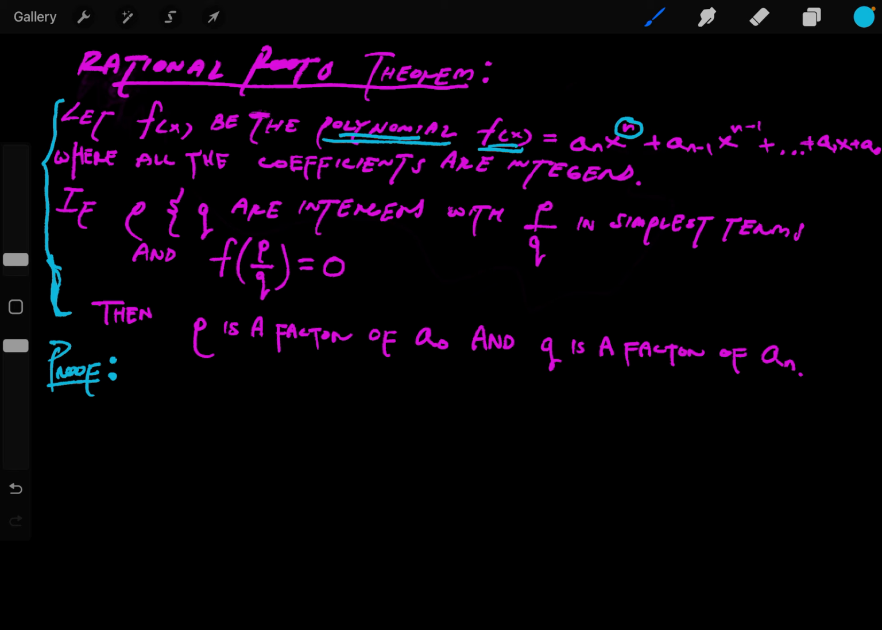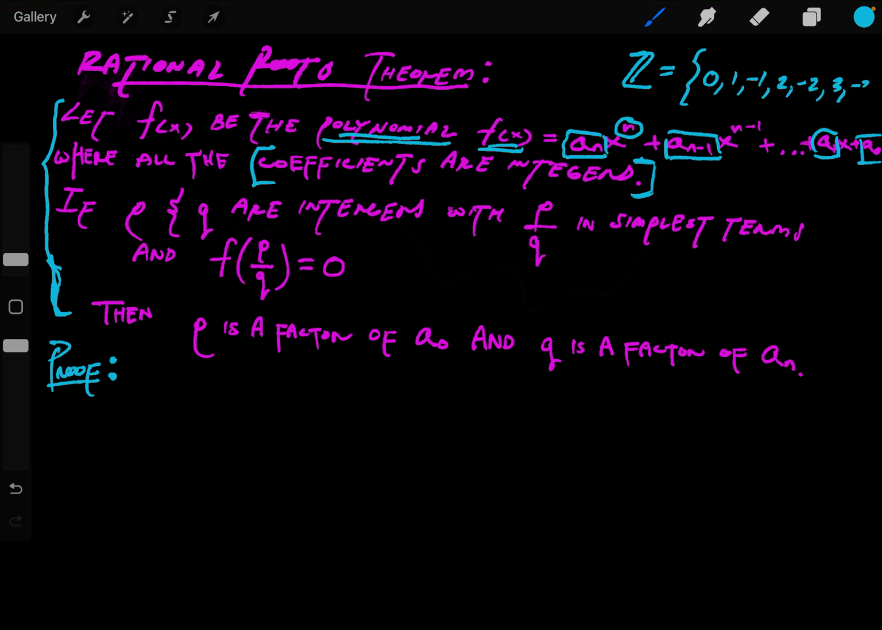Now, the next thing it says is that the coefficients are integers. So that means that a sub n minus 1, and all of these coefficients going down, a1 and a0, are all integers. So they belong in this set. The integers are written with this Z, with the double line, and they look like this: 0, 1, and then -1, 2 and -2, and then they go off forever like this: 3 and -3, 4 and -4, 5 and -5, and so forth. These are all your integers.